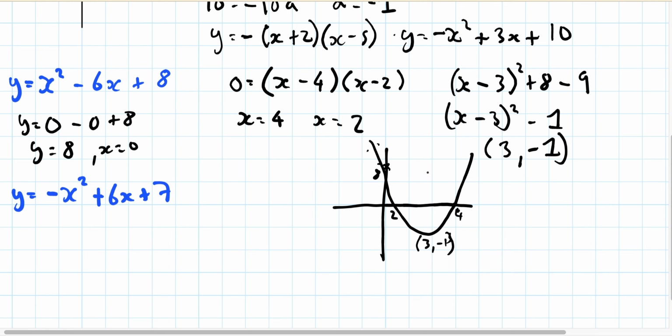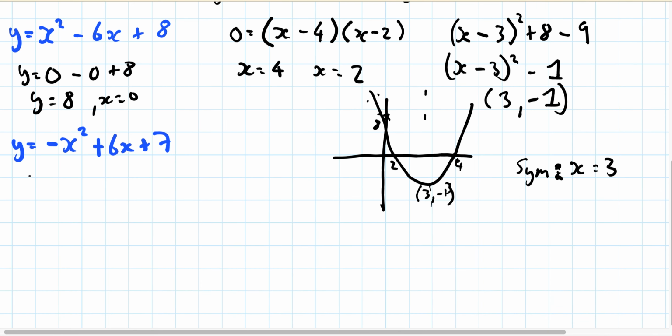And if they ask for the line of symmetry, it's just a line going through the minimum point. So the line of symmetry is x equals, oh sorry, x equals 3. It's just a line going through here at x equals 3. Okay, so that's that. And the next last question I'm going to do down here.